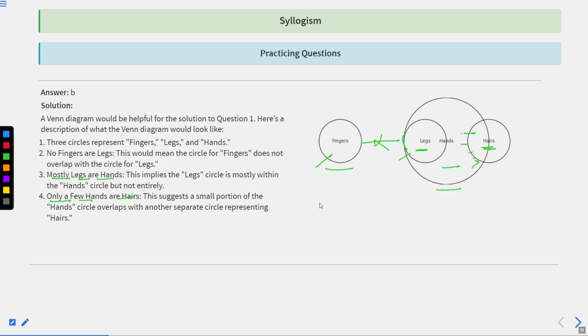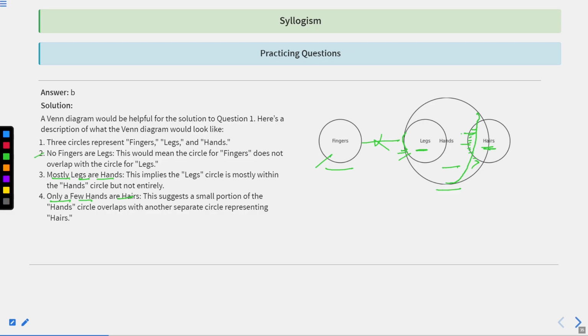The circle which is showcasing it is obviously correct. But if we talk about the correct representation, then obviously a little bit of this portion of the legs should have been outside, and the hairs should have been more outside. So instead of this, it should have been more like this. Okay, so this should be the portion where we will see that only a few portion of the hairs are hands and mostly legs are hands, and there is no link between fingers and legs. This is what our statements are, right?